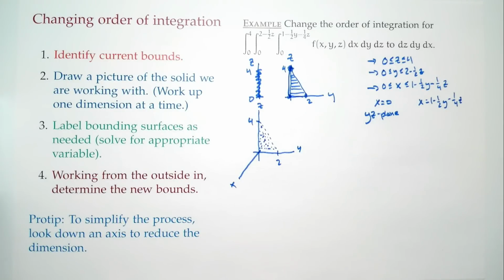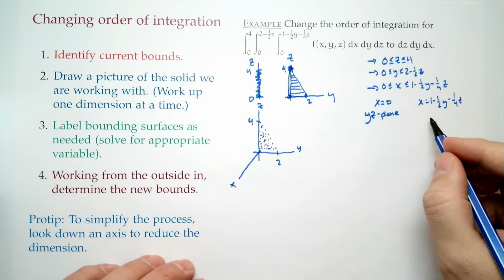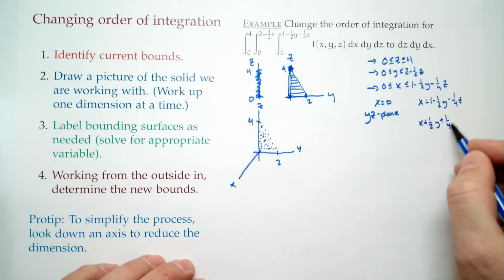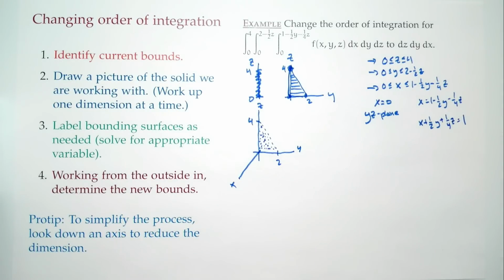Now, we can rewrite this. This is the same as x plus a half y plus a fourth z equals 1. Yes? It's a true statement. Okay. What kind of surface is that? It's a plane. All right. How do you sketch planes? Well, you probably think, the way that you normally sketch planes, Steve, is you just draw a little square and say, that's the plane.